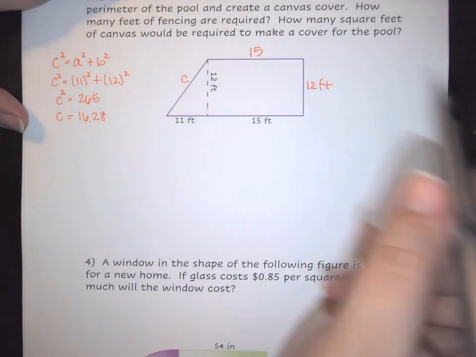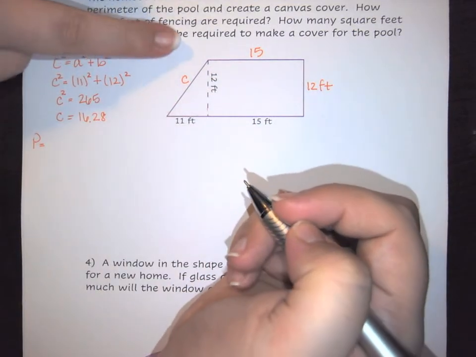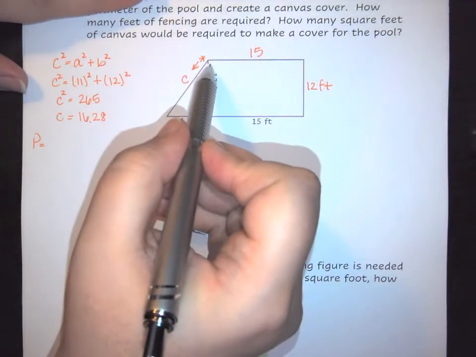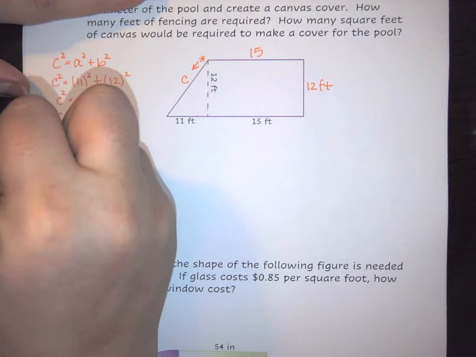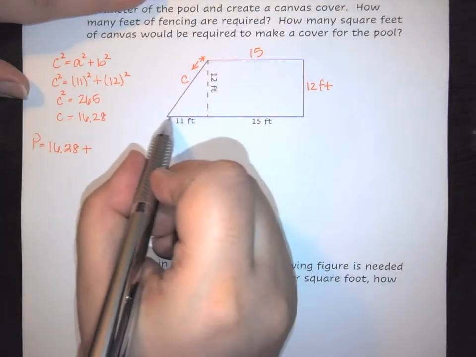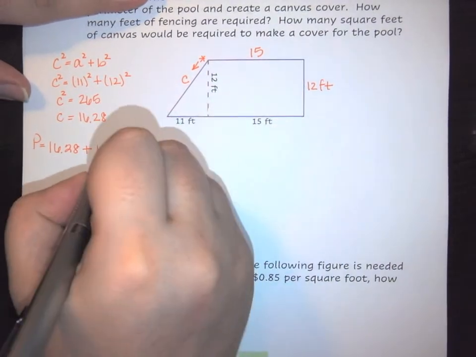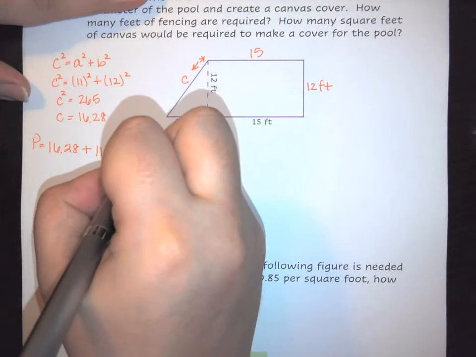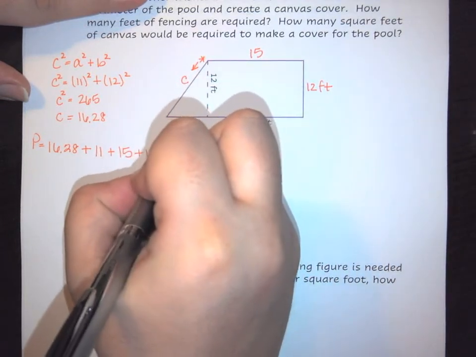So now that I know all pieces, I can find my perimeter. And the perimeter just simply says add up as you go. So my perimeter is going to be, if I started right here and worked my way around, the first thing we would come to would be this first length here. So this would be 16.28. We would add it to the next piece. So this piece right here is 11. We would add it to this next piece, which is 15. We would add it to this piece here. So this is plus 12. And then finally this top piece here, plus 15.